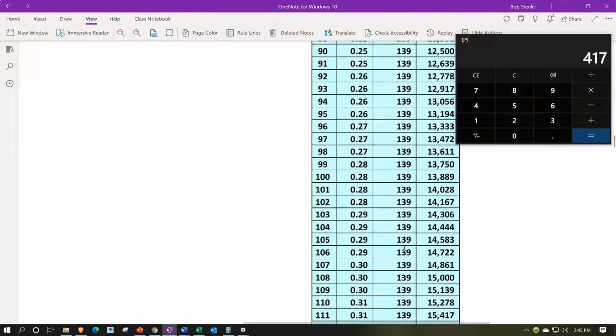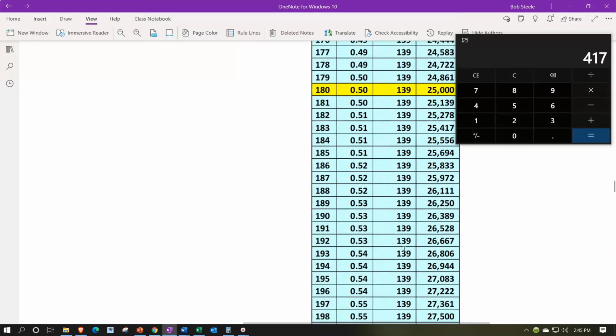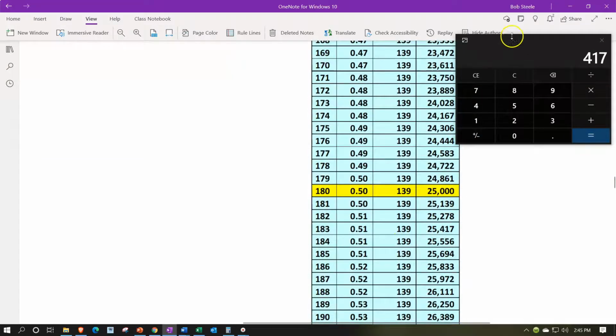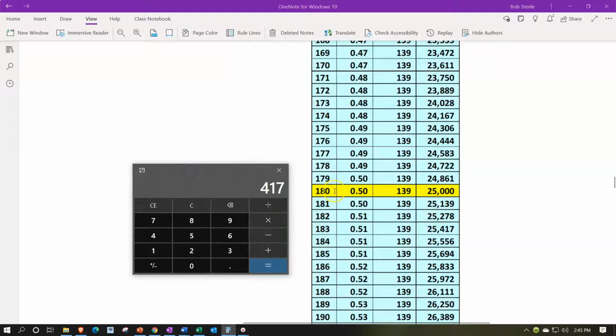Looking for 25,000, can we get us a 25,000? There it is right there at 0.5, right? The 0.5 or 180 days in, that's when we clear the 25, and everything after that is profit at that point in time, which is 180 days over 360 days.